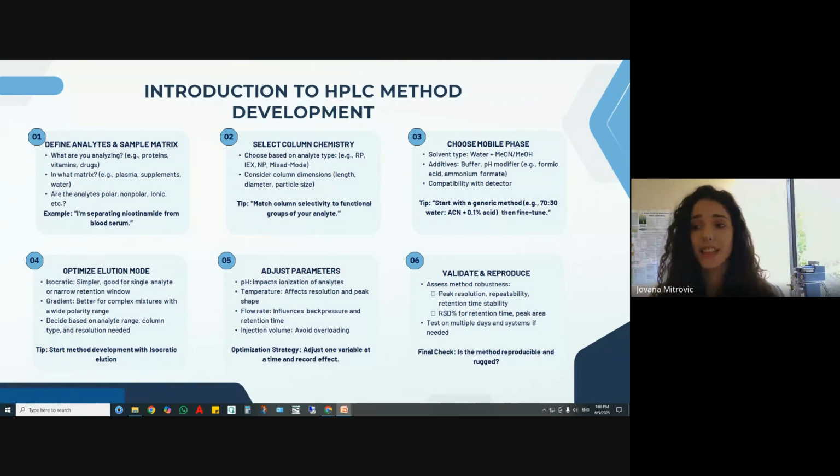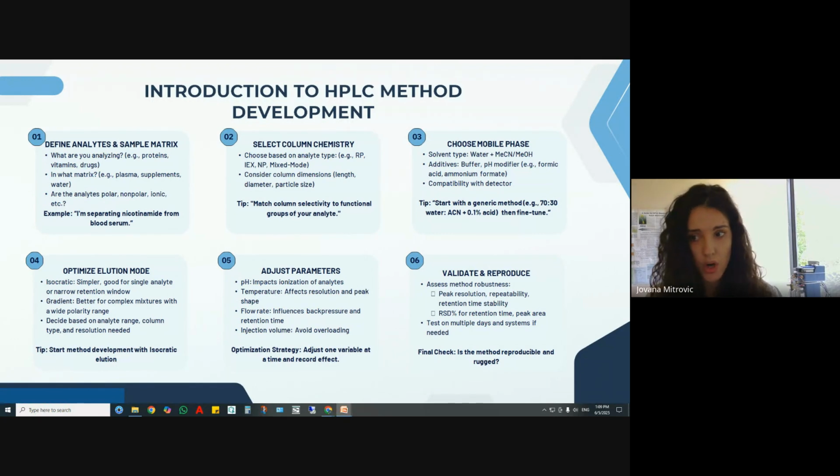Next, we have step 3, which is to select your mobile phase. Usually we work with water plus some organic solvents such as acetonitrile or methanol, with some pH adjustments and additives like buffers. When we have all of that, we move to step 4, which is optimizing elution mode. We always start with isocratic elution to understand the retention behavior of the analyte. Then we switch to gradient for more complex mixtures.